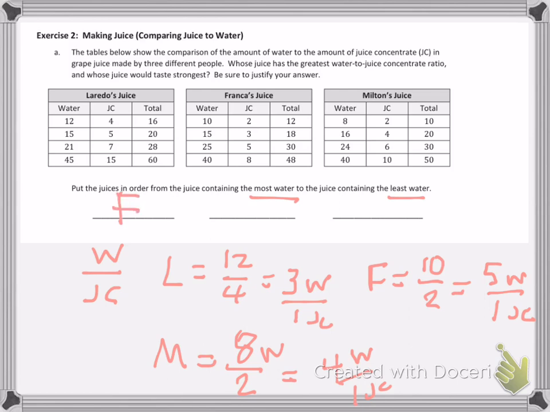So Franca's juice would go here. And then the next most amount of water is Milton. And the least amount of water is Laredo. And I can do that just by comparing the water to juice content. There are other ways to do this. It just depends on the ratio that I wanted to set up. But that was a good way to see that.